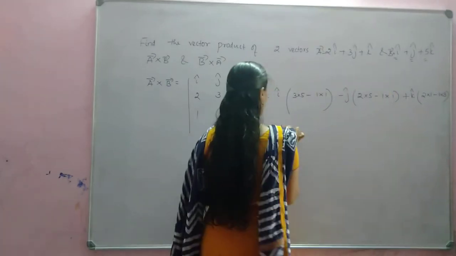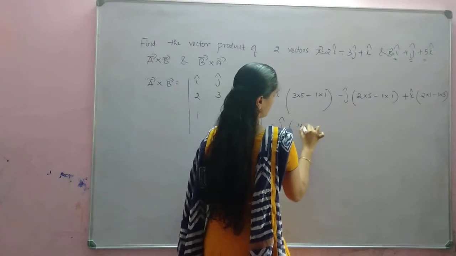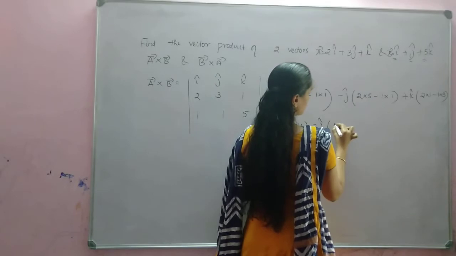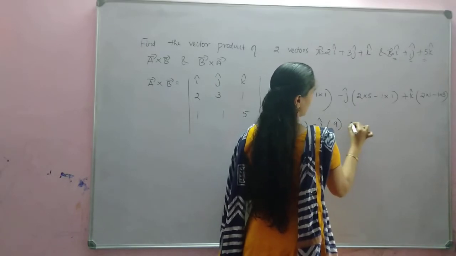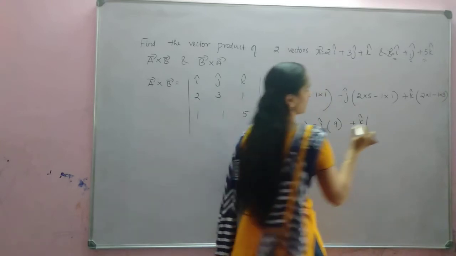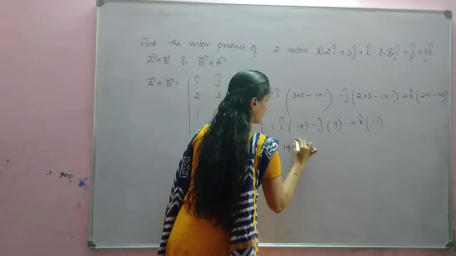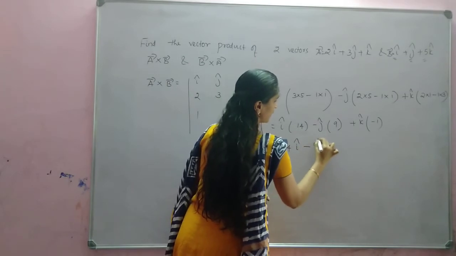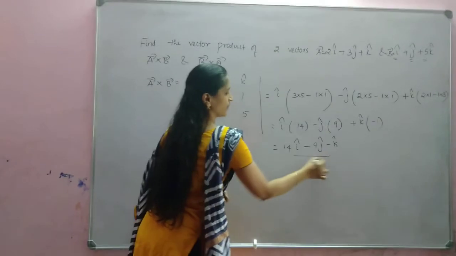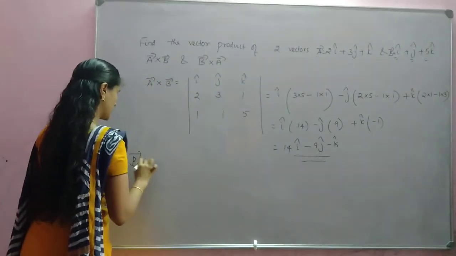What will you get? i cap into 15 minus 1, 14, minus j cap into 10 minus 1, 9, plus k cap into 2 minus 3, minus 1. What will you get? 14 i cap minus 9 j cap minus k cap. Okay. Now if you are finding B cross A, what happens?